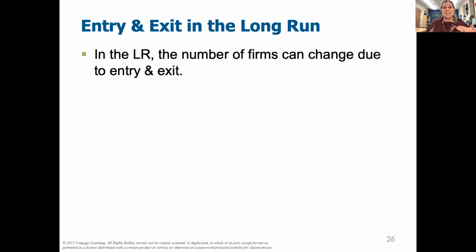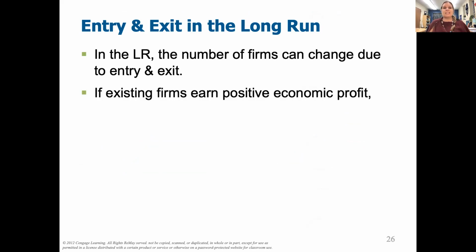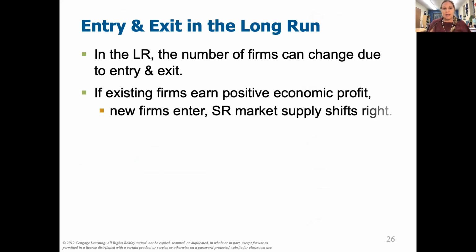Okay, so in the long run, the number of firms can change. There are new firms that can enter the industry, and firms in the industry that say, I'm done and I need to leave. So entry and exit. What drives entry and exit is how well off the people in the market are doing. So if existing firms are earning positive economic profits, then new firms will want to enter.